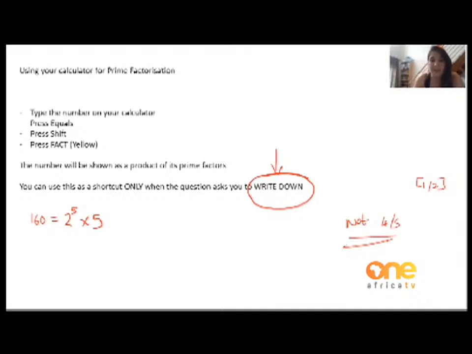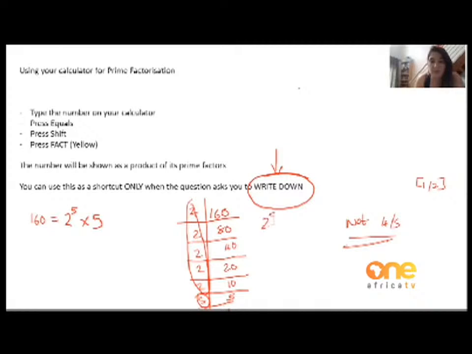And there I can compare it to a prime factor ladder. 160 divided by 2 is 80, divided by 2 is 40, divided by 2 is 20, 2 is 10, 2 is 5, and 5 and 1. And so I will be able to see that 160 is going to be 2 to the 5 times 5. So it's important that we know how to do this. We will be able to save a lot of time in our exam, but just to note that we must only use it when it says write down.